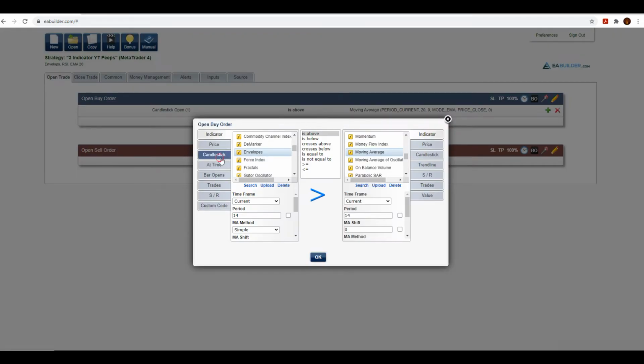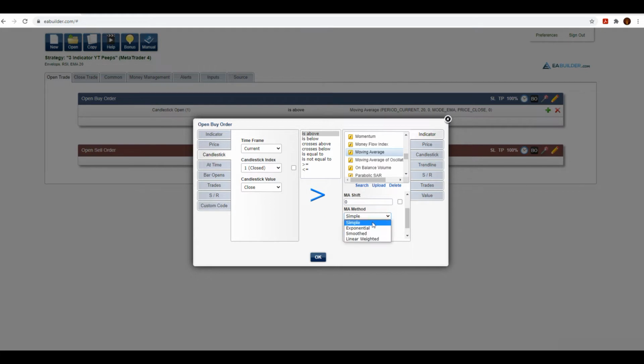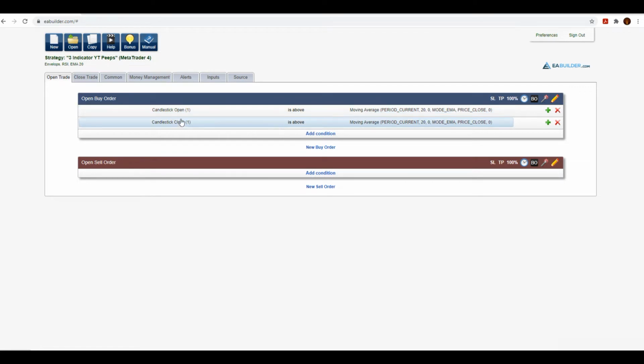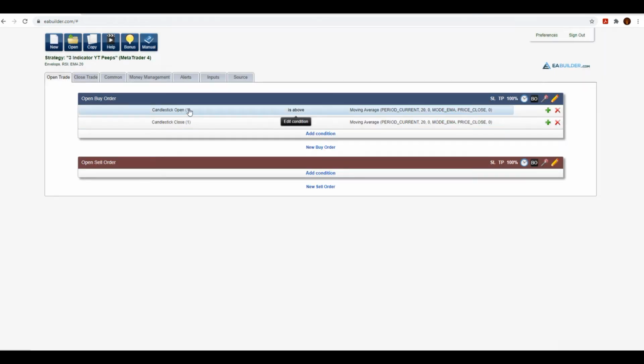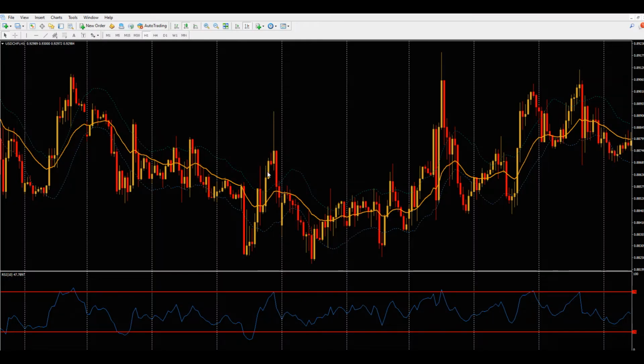Now we want another condition that says the candlestick close needs to be above the 20 period EMA. All right. So now we have the candlestick open and close. This basically says wherever the candle opens, wherever the candle closes, we want it to be above these two conditions. So now we want the candlestick, I probably should have just done high and low.